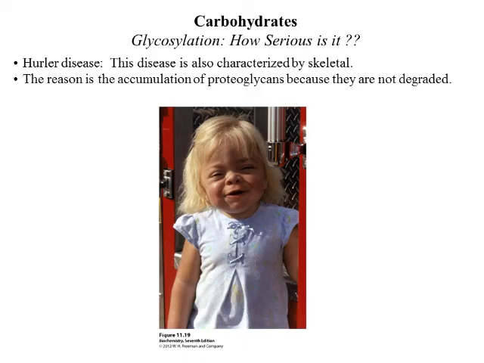This is another disease, Hurler disease. Same thing. What happens in this disease is that the accumulation of unprocessed sugars ends up under the skin, and patients end up having mental disorders and they end up dying pretty quickly. Okay? Again, improper glycosylation. The wrong carbohydrate. So it's amazing.